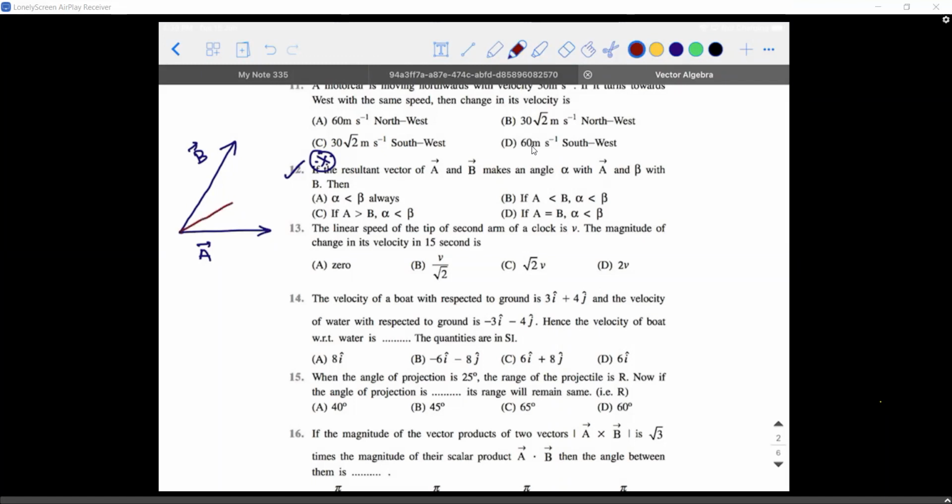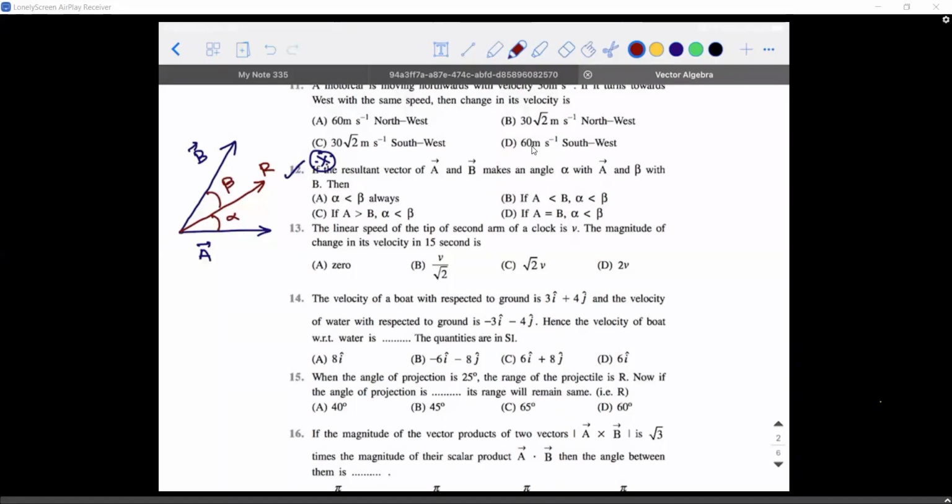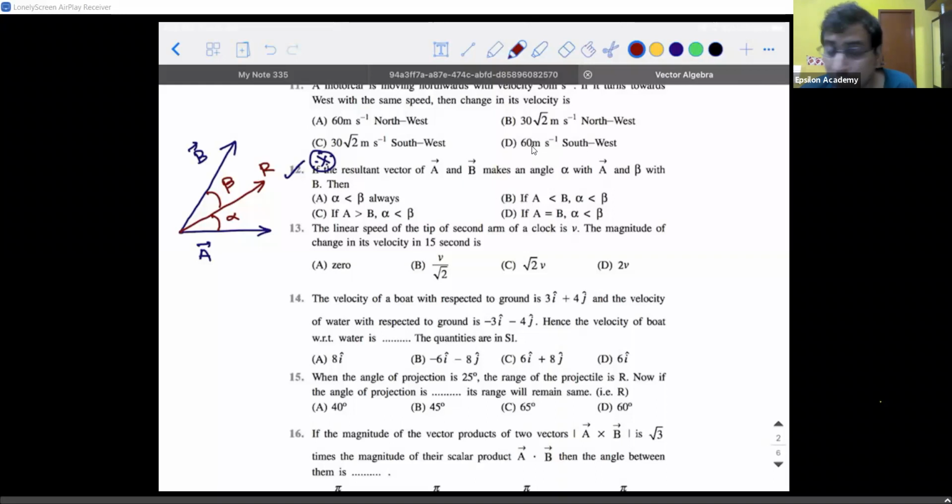So when I have the resultant to be like this, what are they trying to say? The resultant makes an angle alpha with the A vector and beta with B vector. So theta is alpha plus beta. But here the question is not about theta is equal to how much. They didn't ask the angle. So here we need to frame a relation between these two values.